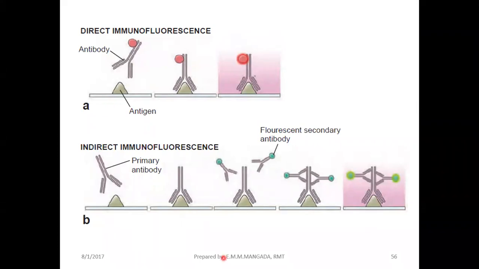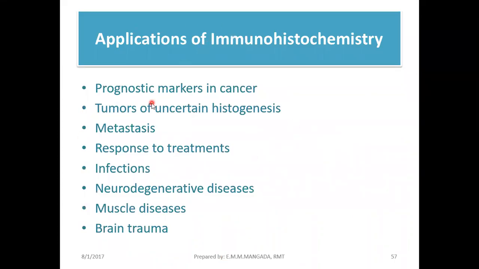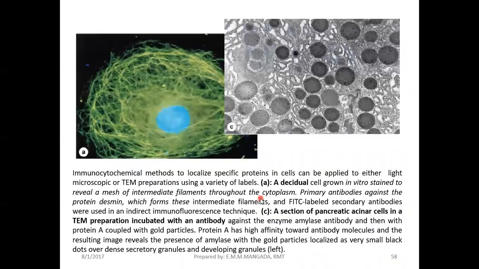Okay. So yan. So we have here the applications of your immunohistochemistry. We have prognostic markers in cancer, tumor of uncertain histogenesis, metastasis, response to treatment, infections, neurodegenerative diseases, muscle diseases, and brain trauma. So you will know more of this pagdating nyo sa immunosero, lalong-lalo na guys, dito sa infections natin. Okay? For cancers sa histopath ninyo.